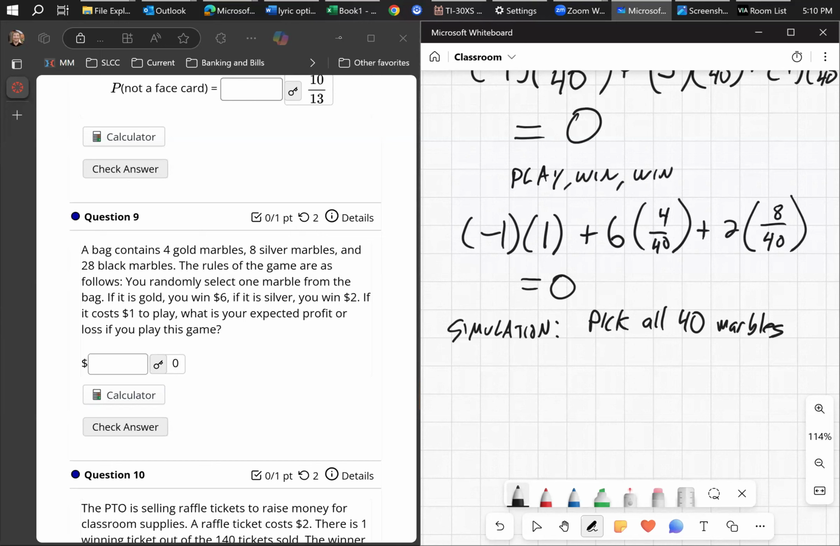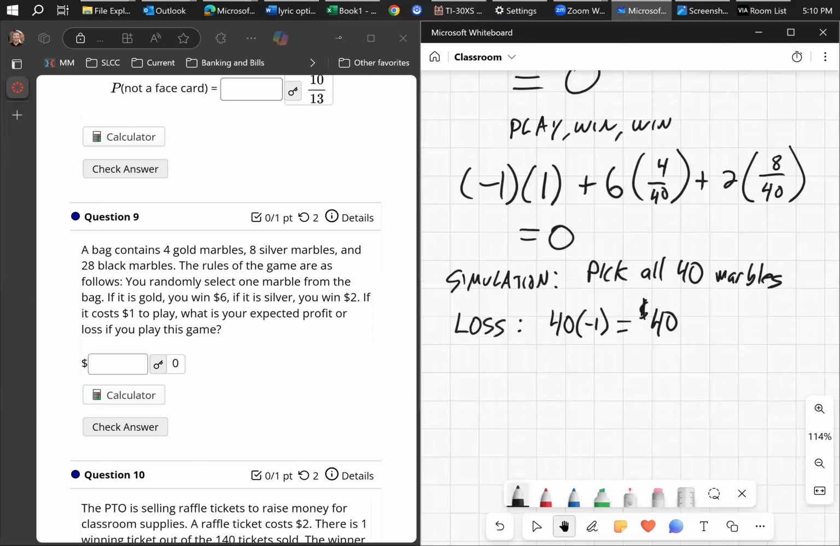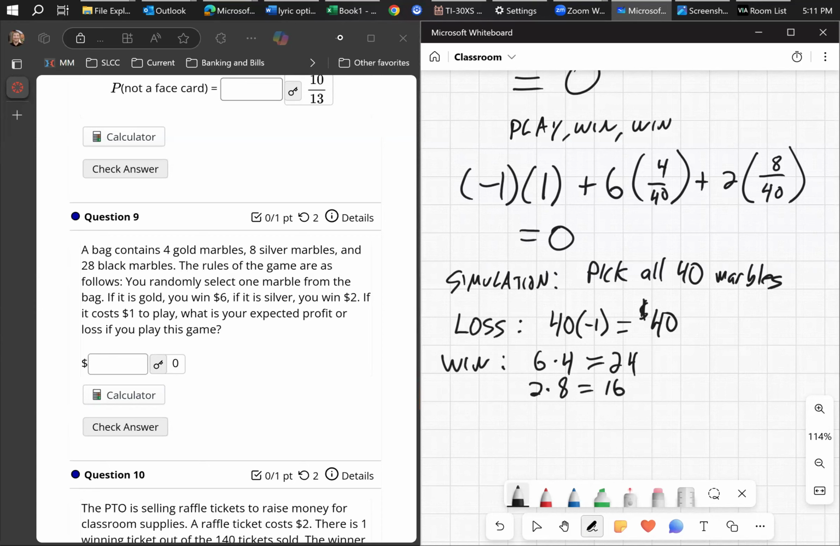Okay, so the loss, the total loss is going to cost us $40 to pick all 40 marbles. The wins, well, we make, was it $6 for the 4 gold marbles? We're going to get all the marbles. We're going to get all 4 gold marbles because we're picking all of them. So we win 24 that way, but we also get $2 for the 8 silver marbles. So we get a total of $40.